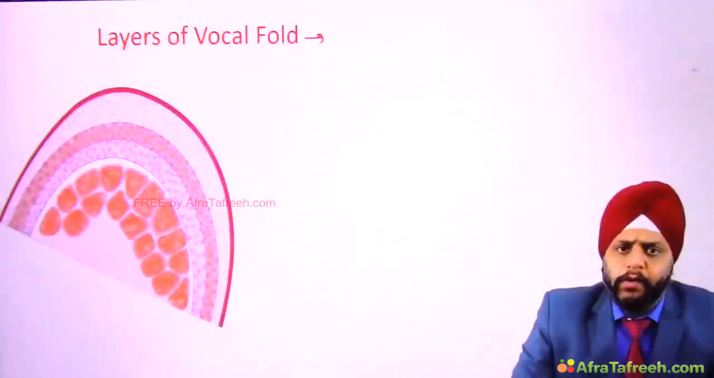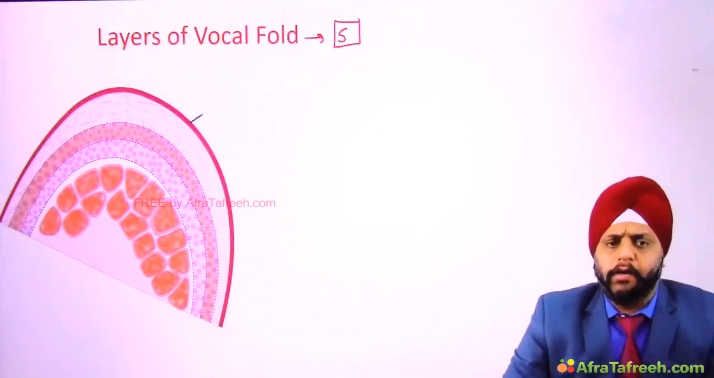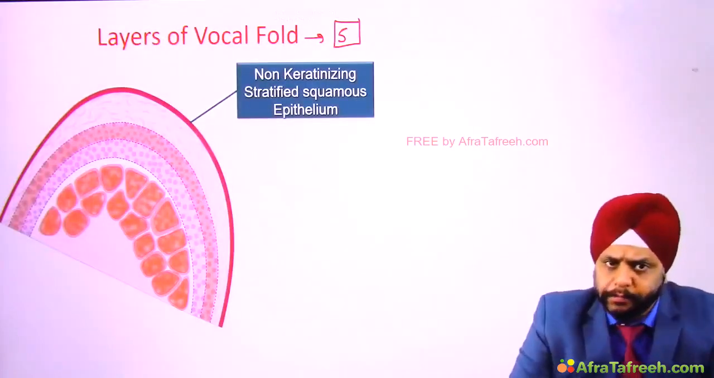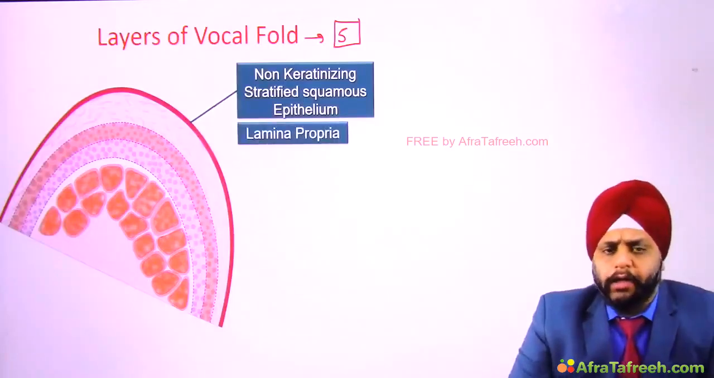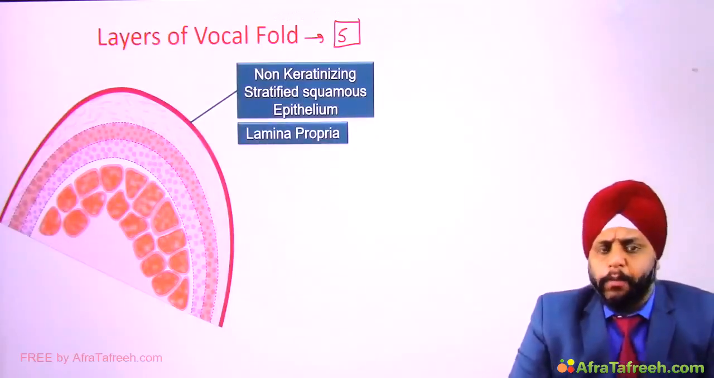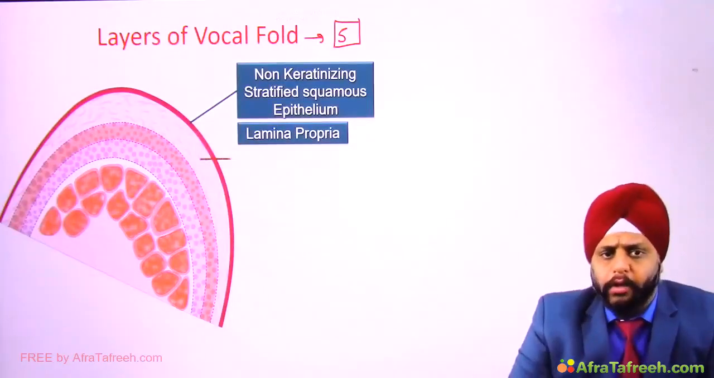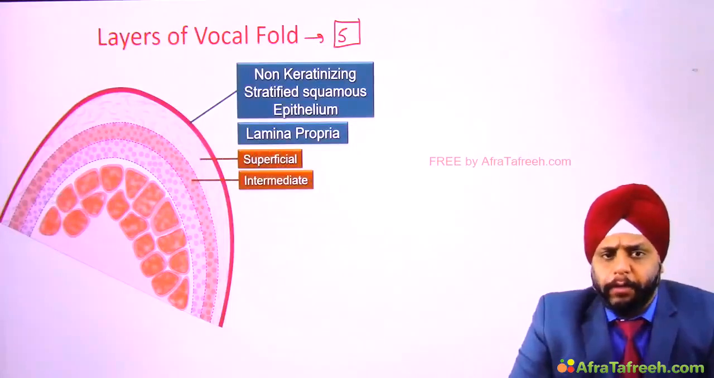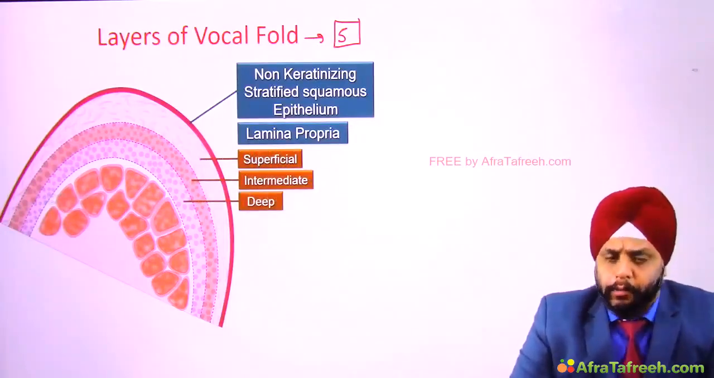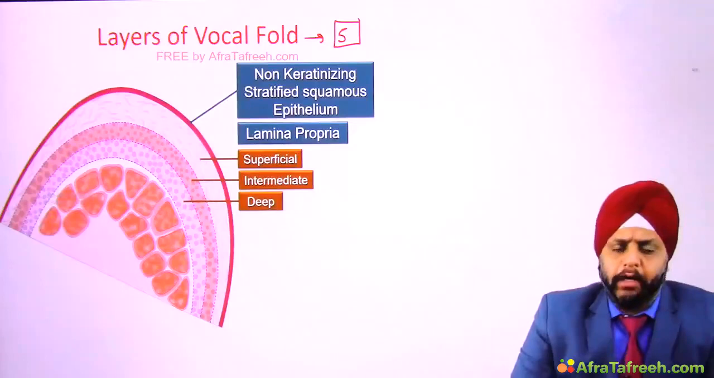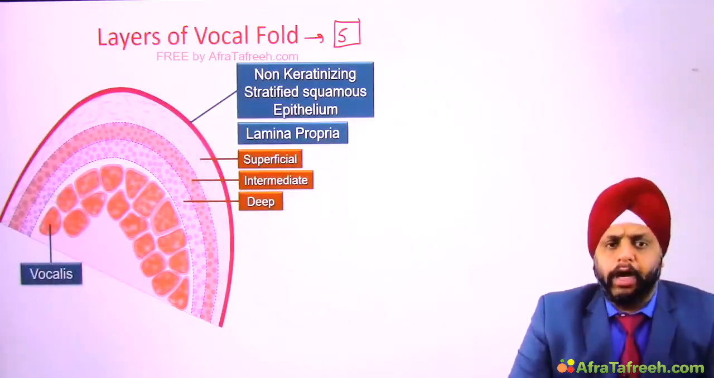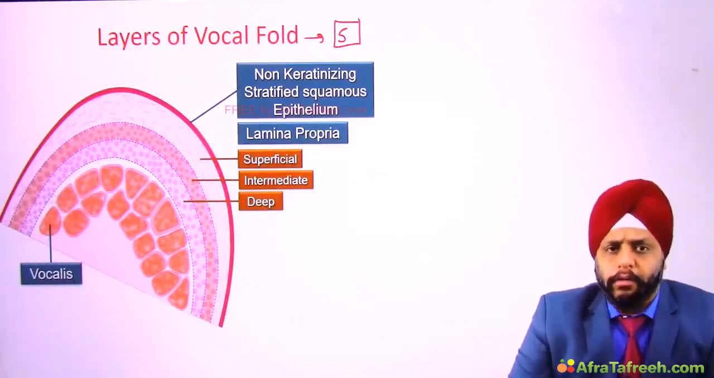The vocal fold is made up of 5 layers. What are the layers? Number 1, we have the non-keratinizing stratified squamous epithelium. Number 2, we have the lamina propria. The lamina propria is further divided into 3 more layers: the superficial layer of lamina propria, the intermediate layer of lamina propria, and the deep layer of lamina propria. And finally, we have the vocalis muscle. All right, so there are 5 layers of vocal fold.